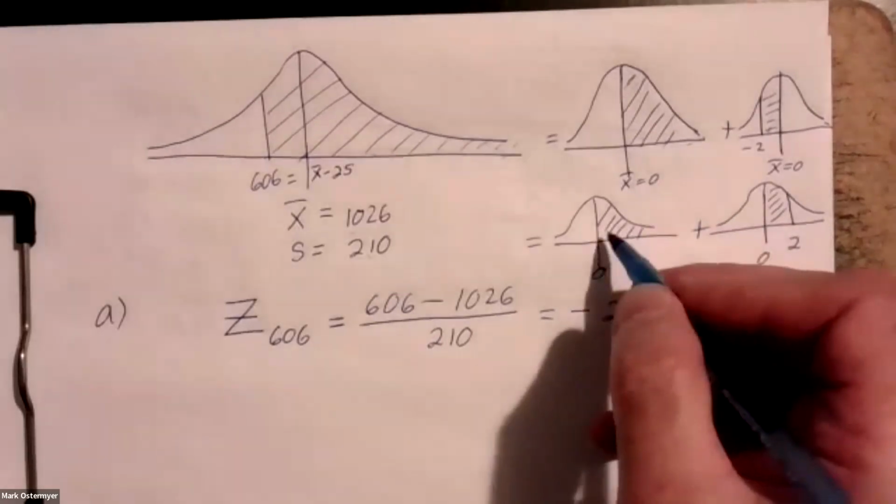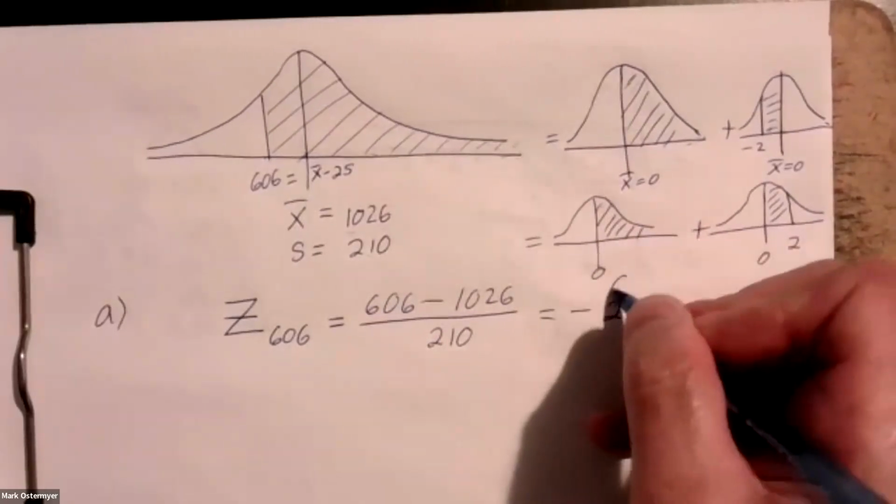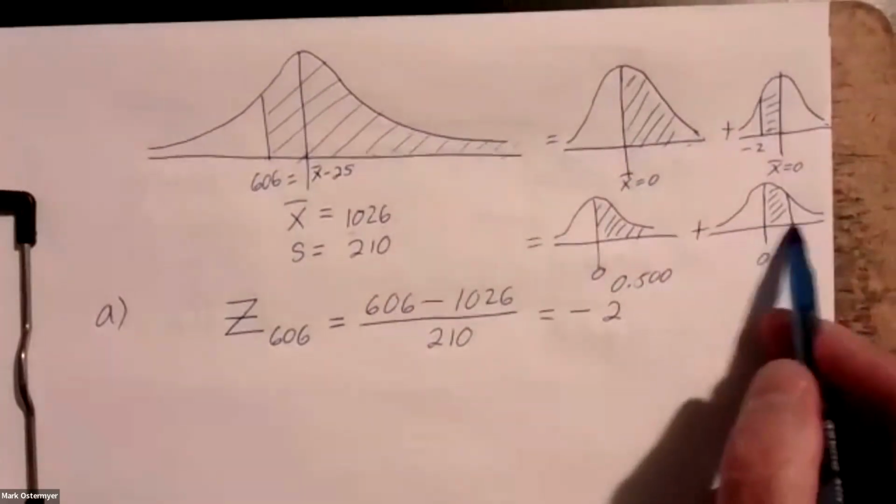Can we read off that area? I know this is 50%. This is the upper half area here. This is 0.50. But what's this area? 0 to 2.